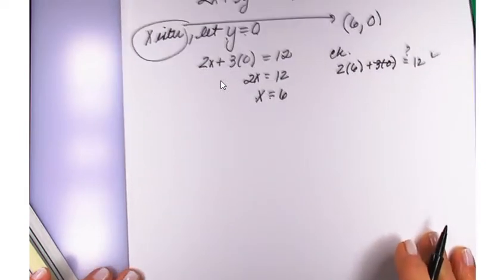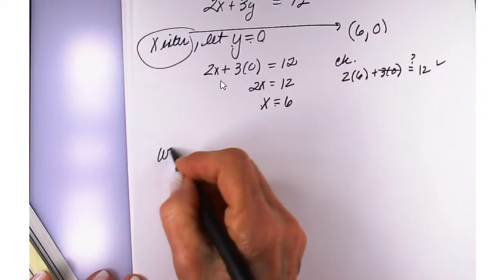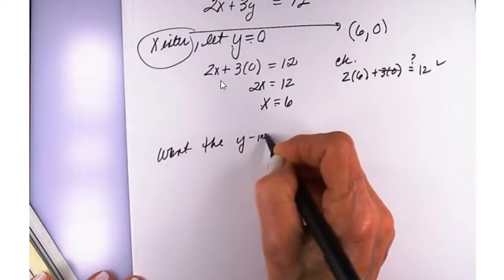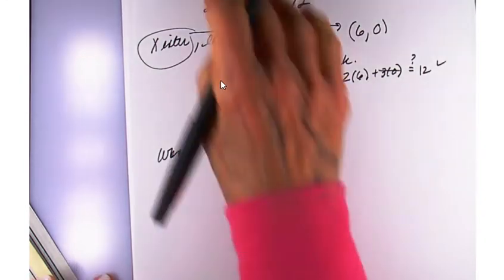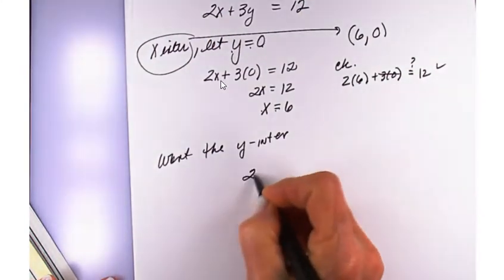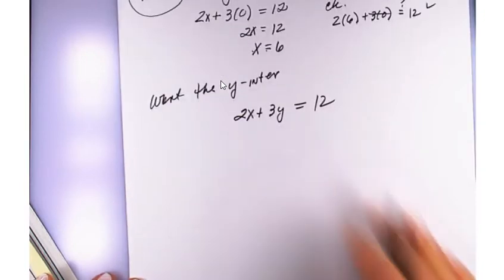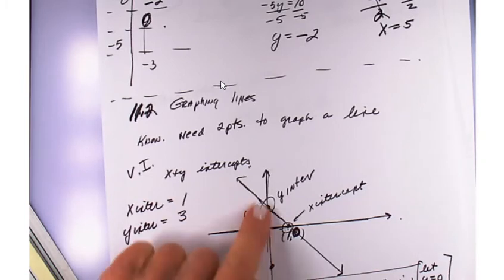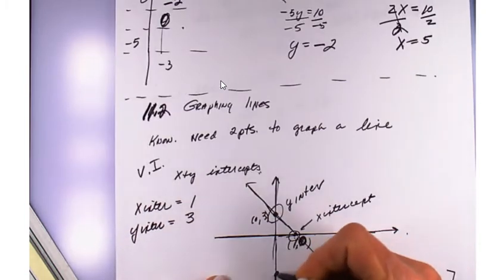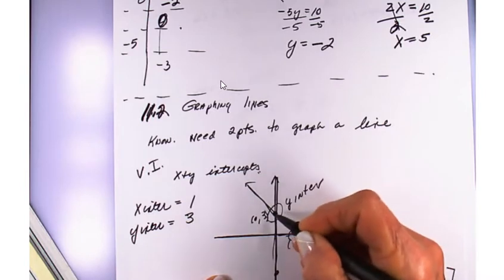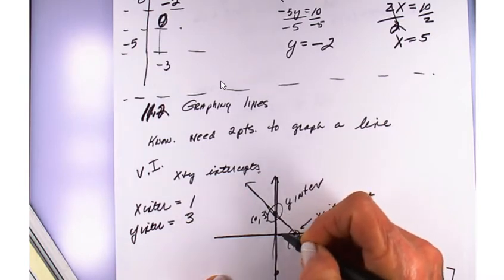If we want the y-intercept of this exact same line, 2x plus 3y equal to 12, look at your picture. Do you see that all along this line here, no matter what, the y value is, we want the y-intercept.